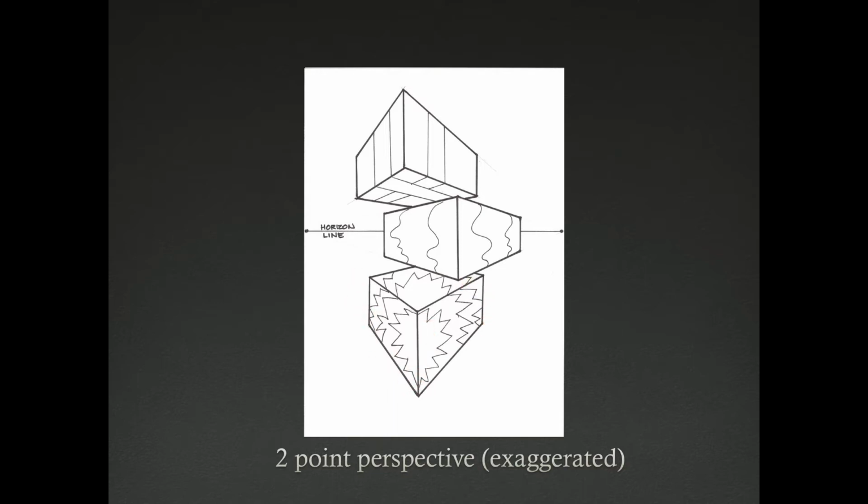So to correct this drawing and to make it appear a little bit more realistic, I would suggest taking the vanishing points and moving them farther out there and farther out there, which would make these corners a little bit less extremely distorted.